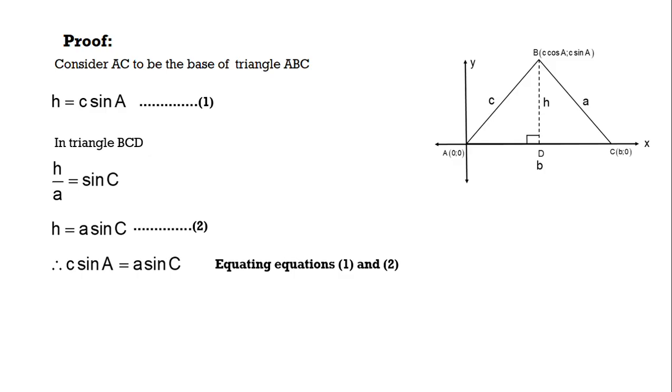Now what you do here depends on the version of the sine rule that you are given. So here we are going to divide both sides by ac. So if you do that, you get what we were supposed to prove, which is sin A over a equals sin C over c.